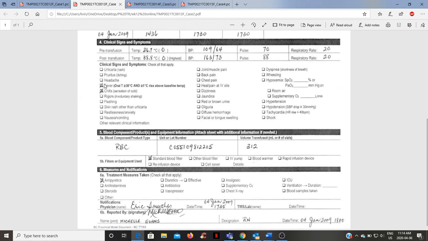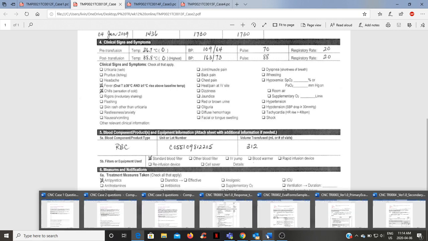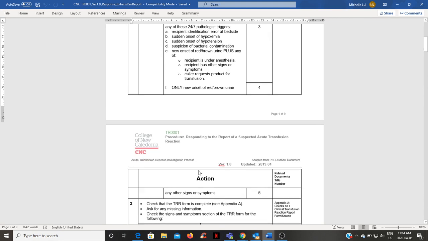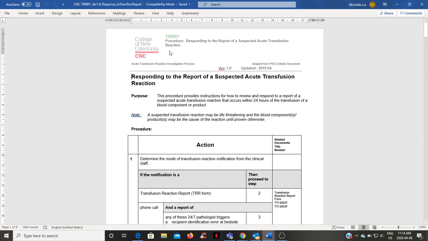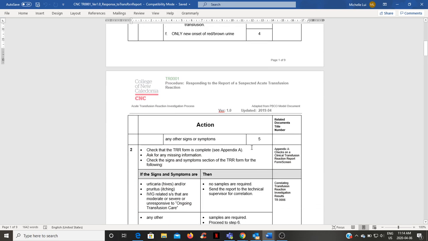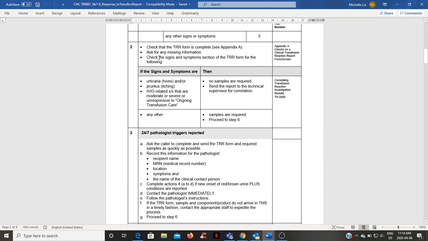So we've got fever and chills here as our symptoms. Let's remember that and go over to our procedures. So back to procedure 1. Responding to the report, we got a report form, so we're going to go here to number 2. Okay, down to number 2. Check that the form is complete. So we did that. It looks good. No missing information. Check the signs and the symptoms.